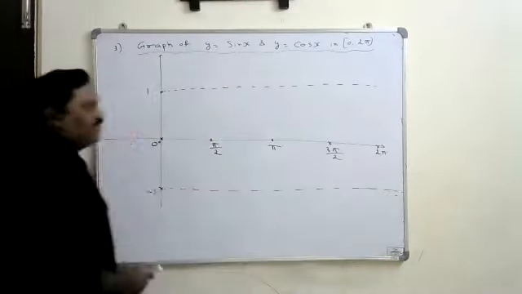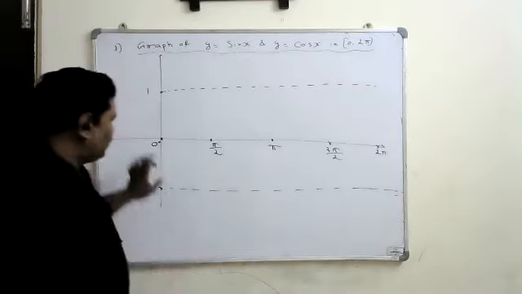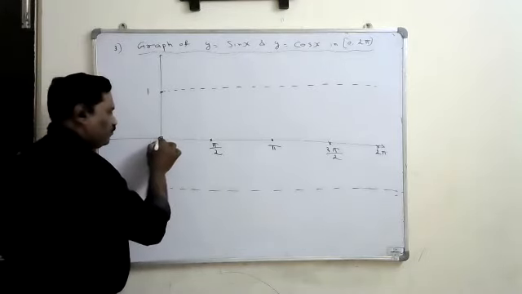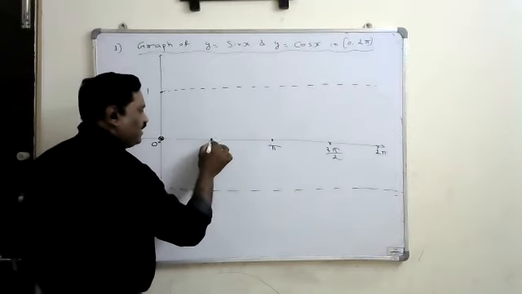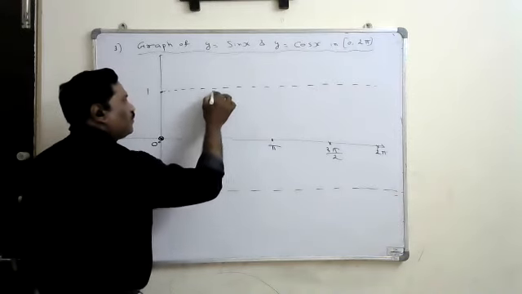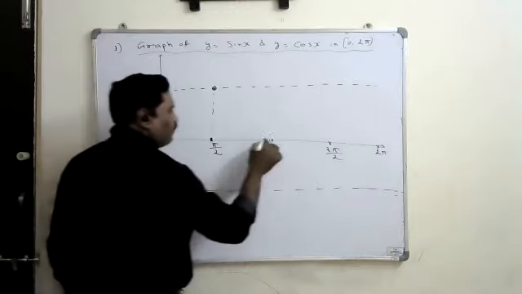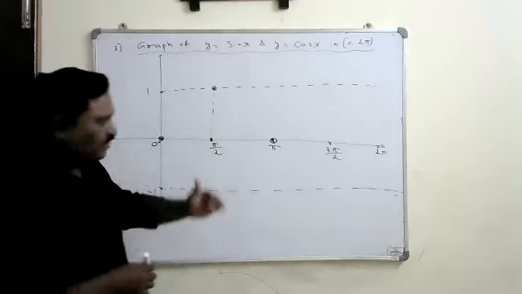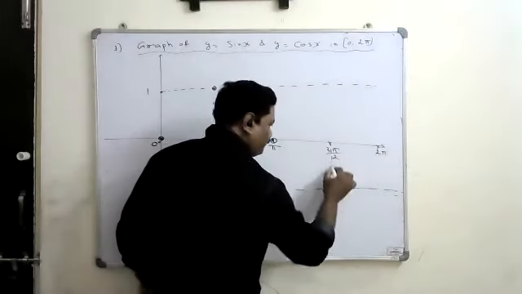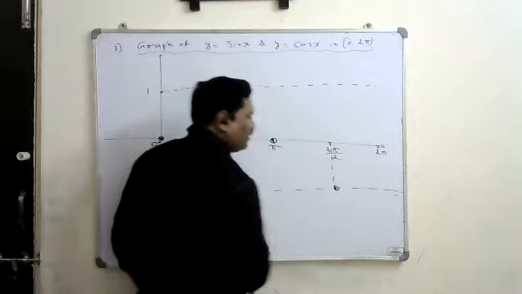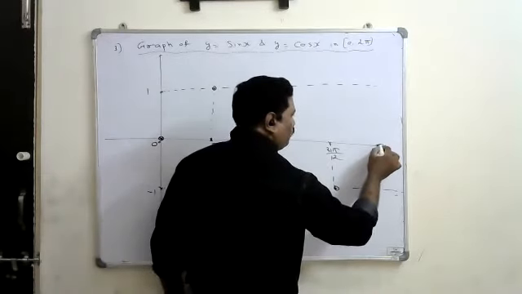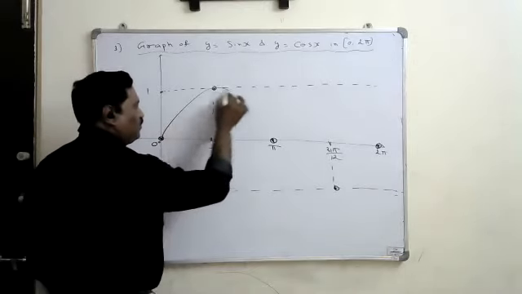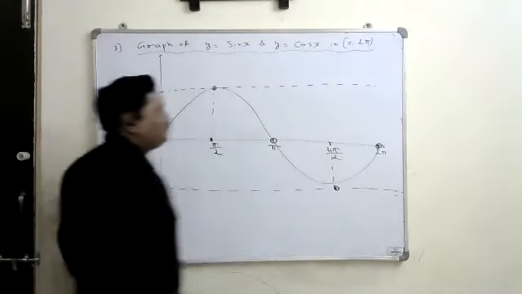First, I will plot the graph of sin x. When x is 0, sin 0 is 0. When x is 90, sin 90 is 1. When x is pi, sin pi is 0. When x is 3 pi by 2, sin 3 pi by 2 is minus 1. Sin 2 pi is 0. So I will draw these points. This is the graph of sin x.